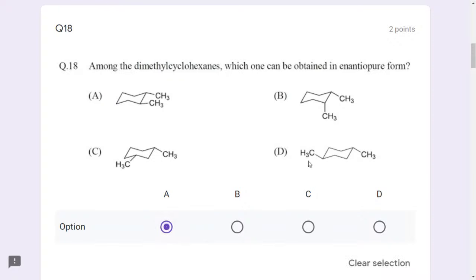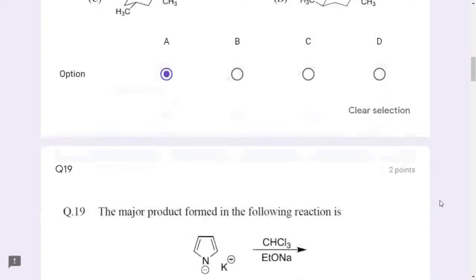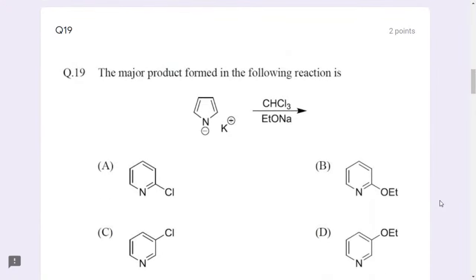Next. So when it comes to D, yes, a plane of symmetry is there, you can cut like this. Yes, so when it comes to this 1,2, it is also cis. So among the dimethyl cyclohexanes, which one can be obtained in enantiomer pure form? This can be obtained in enantiomeric pure form. Question number 18, option A is the correct option, students.